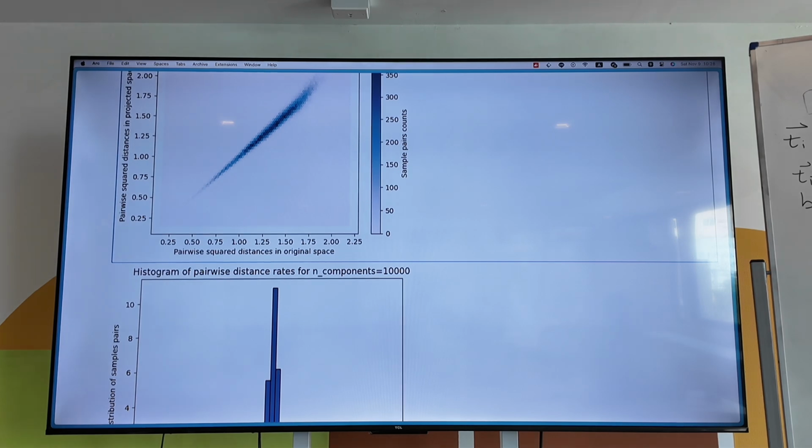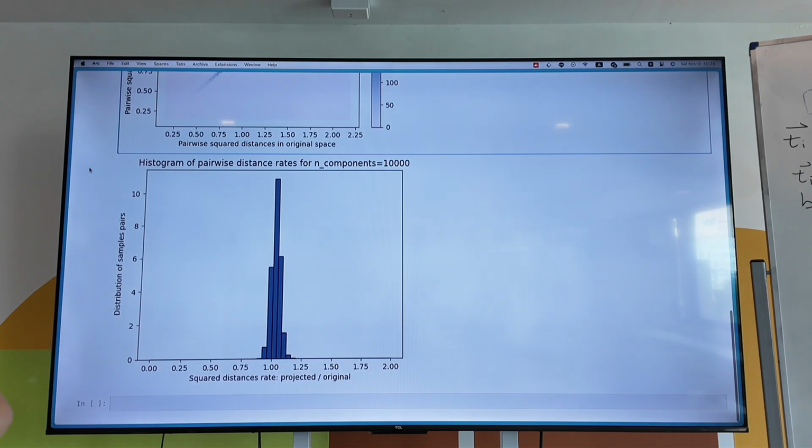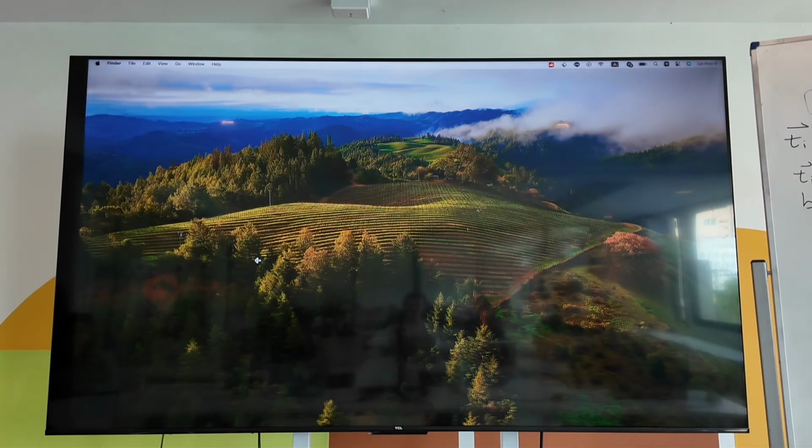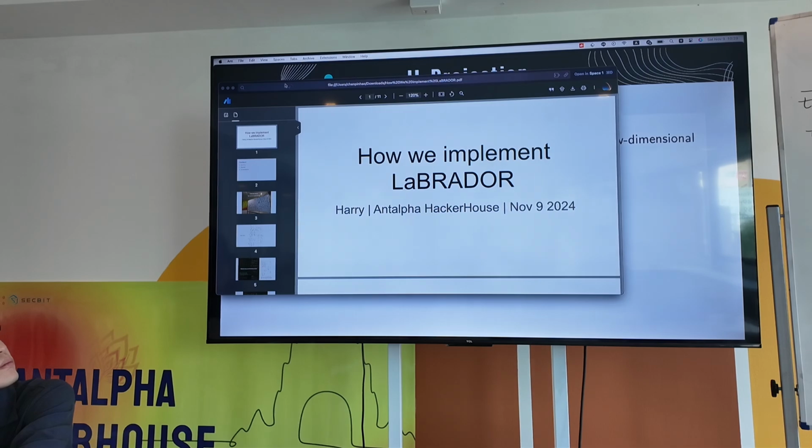It's not working, but okay. And this one is a graph of the ratios. You can see the distance ratio is almost at 1. And that's it. This is the example I referenced from the scikit-learn documentation. And that's it for JL projection. Then I will talk about some takeaways from the implementation of this protocol.